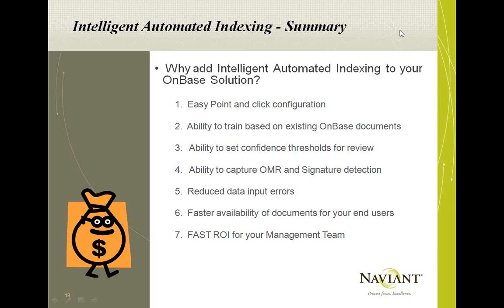And of course, just like with some of the other solutions, it's point and click configuration. You get to set up those confidence thresholds to be able to determine how much of a value you want to put onto each individual field. And it does the OMR and signature detection, just like automated indexing. And you want to get this because it does reduce the data input errors that end users have, because even the best inputters make errors occasionally. Not Jen, but everybody else does.